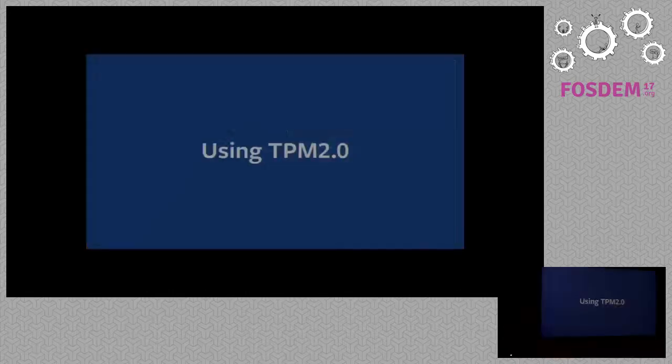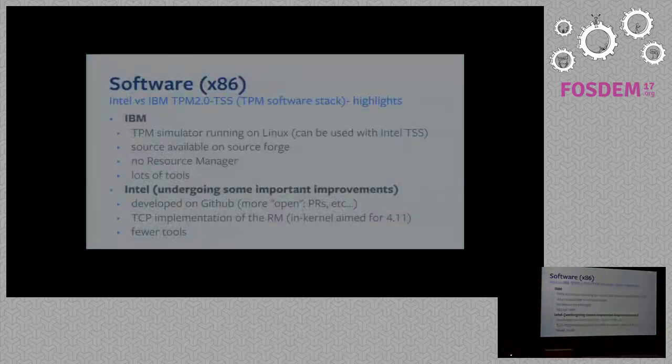So how can we use a TPM 2.0? For 1.2, the support is pretty good, I would say, but for 2.0, the software is not so mature. So in order to use it on x86 platforms in Linux, we have two options. One is the IBM implementation. The other one is the Intel implementation. There are a few differences between the two. The main ones are summarized here.